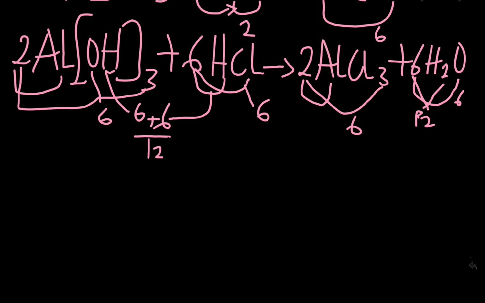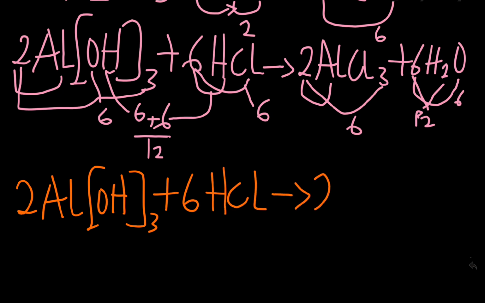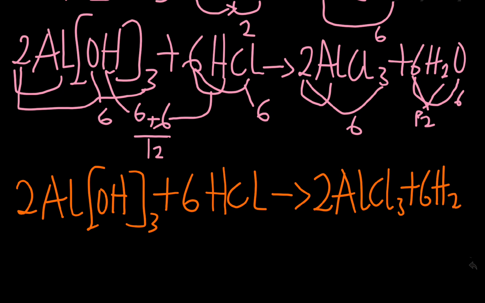And the balanced chemical equation is 2Al(OH)3 plus 6HCl gives us 2AlCl3 plus 6H2O. And this is your final answer.